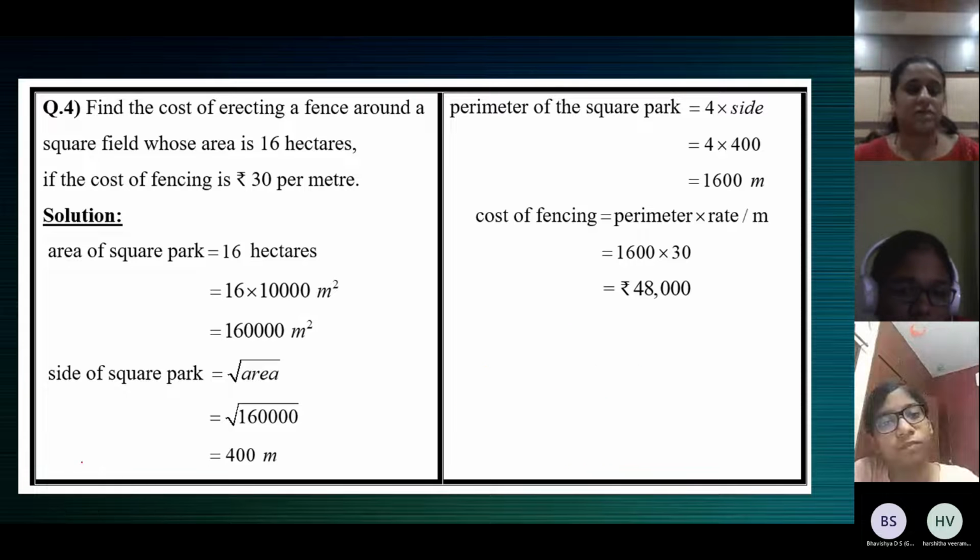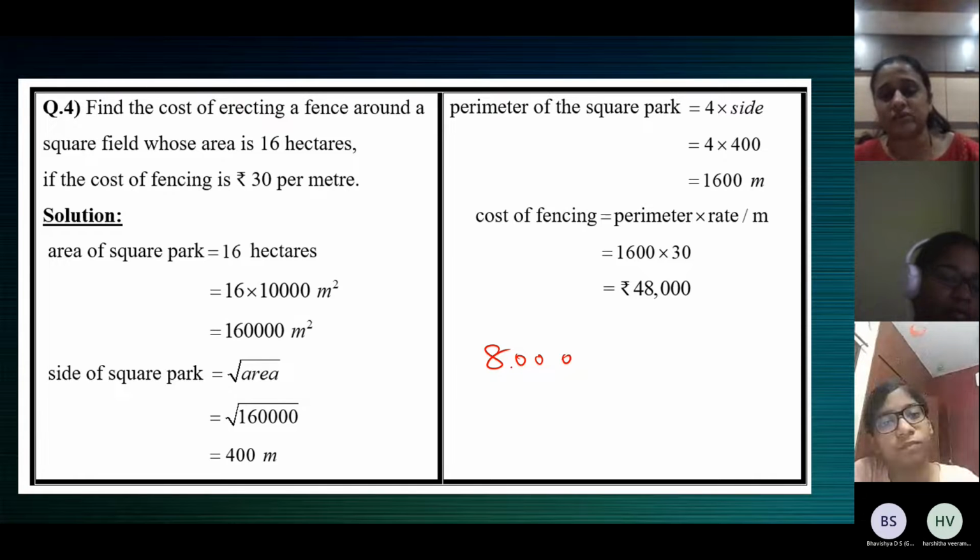So if you're given a number like 9,000, you can directly say that 9,000 is not a perfect square, because the square root of 9 is 3. You don't even have to find the square root of 9. Supposing you take 8,000. 8,000 is not a perfect square because it ends with an odd number of zeros.